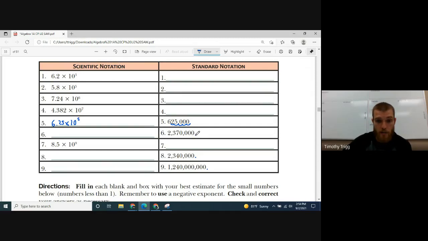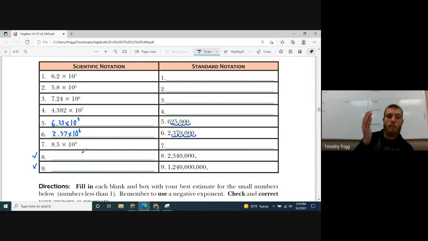For this one, we'd have to move it 1, 2, 3, 4, 5, 6 times. So we're going to do 2.37 times 10 to the 6. We moved it 6 times, okay? See if you can do 8 and 9 on your own. So I'm going to leave those 2 for you to do.